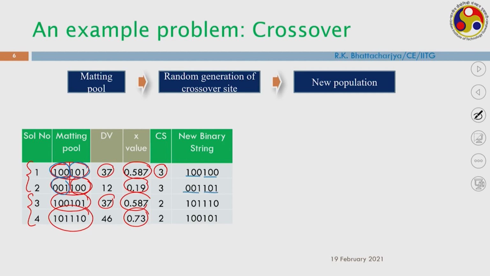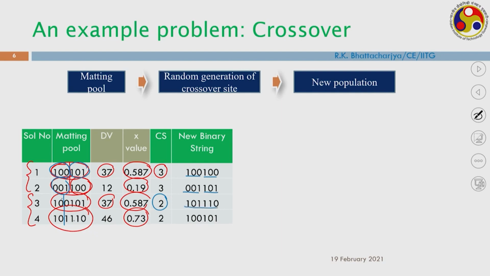Now, when you go for crossover of the third and fourth solution, the crossover site is 2. So, this is the crossover site now. What will happen? This is 10 and this is 10. Therefore, once you are swapping, you are not getting any new solution. Sometimes it may happen like that. So, here I am getting the crossover site of 2. Therefore, the first solution will be 101110.